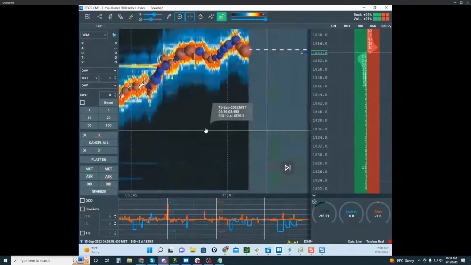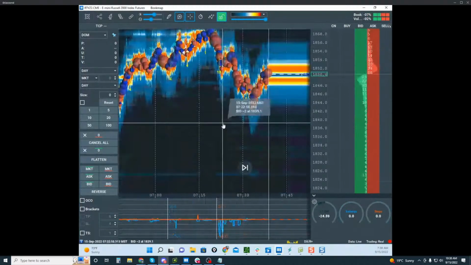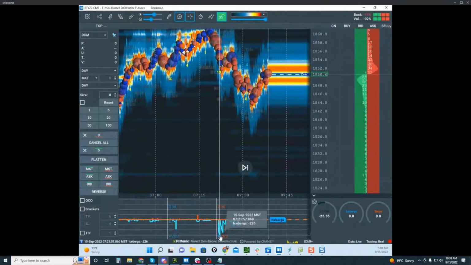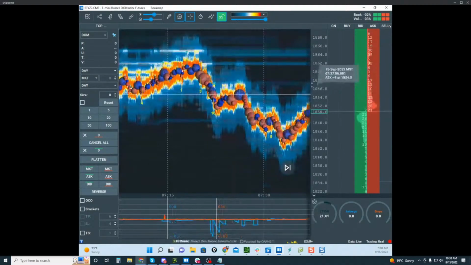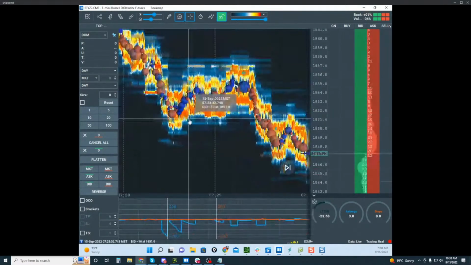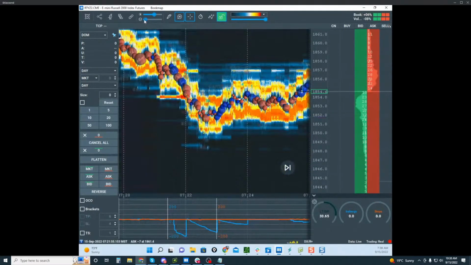All right, let's see what we missed in Russell. So you can see here there was 226, followed by 178. That's a lot. 150 is the threshold for Russell. So let's draw this zone. Let's dim our bubbles.